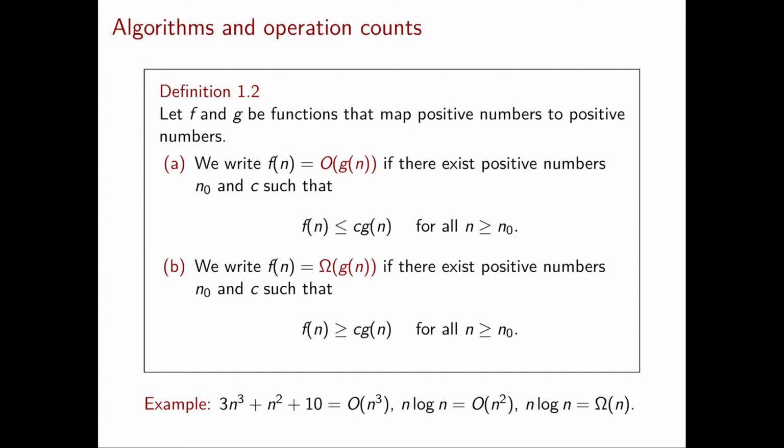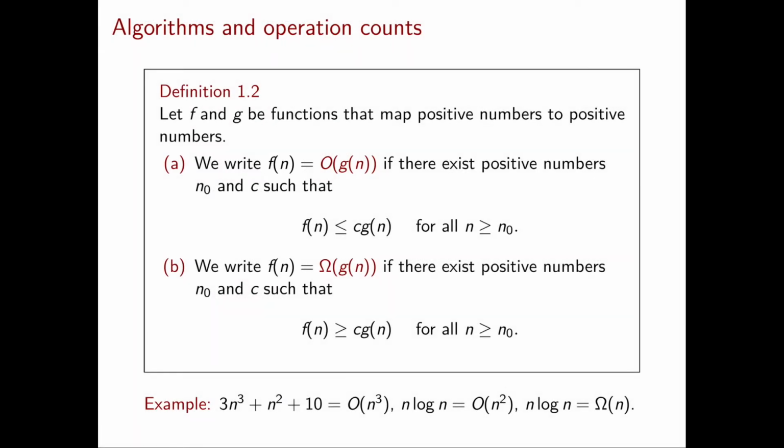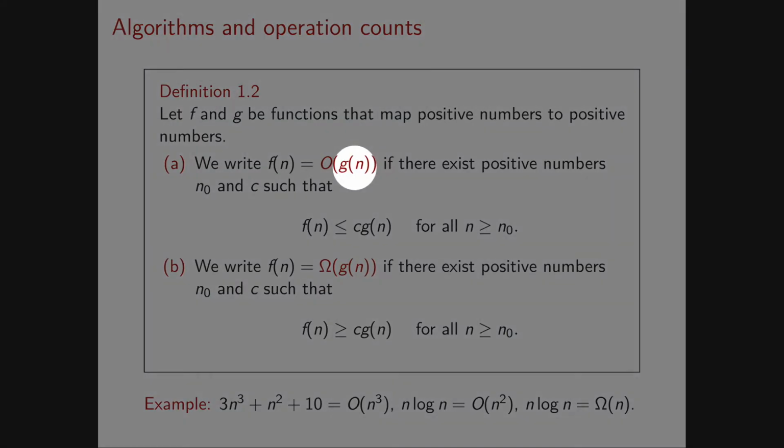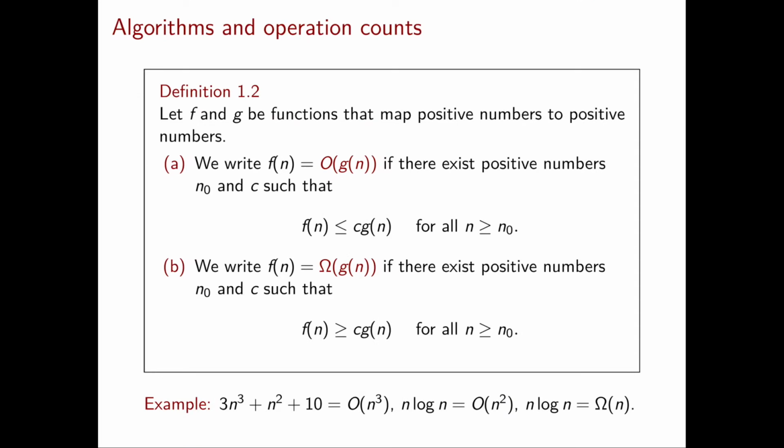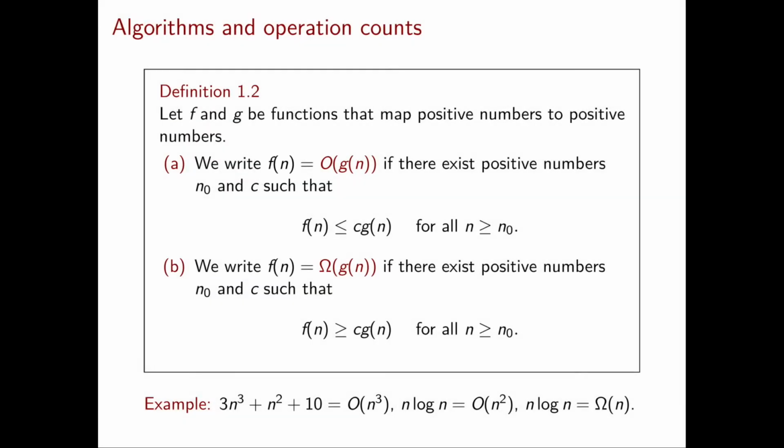In this definition, you should think of f of n as the exact number of arithmetic operations performed by your algorithm, and you should think of g of n as the simplified rate of growth, which is essentially the takeaway from the complicated formula f of n. Then let's see this definition.